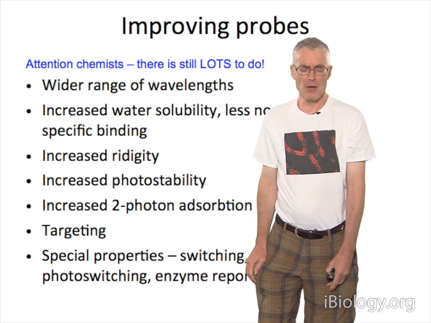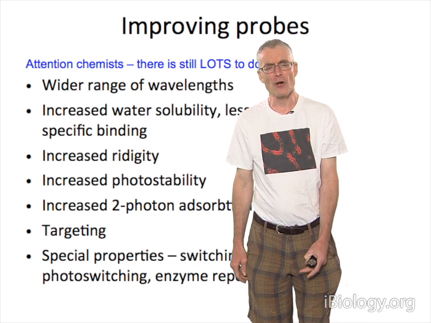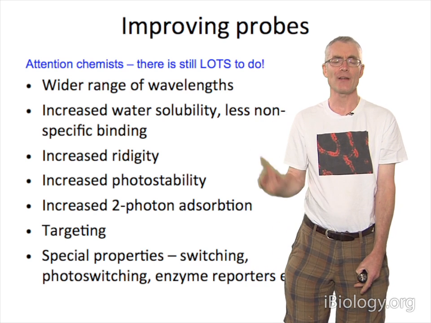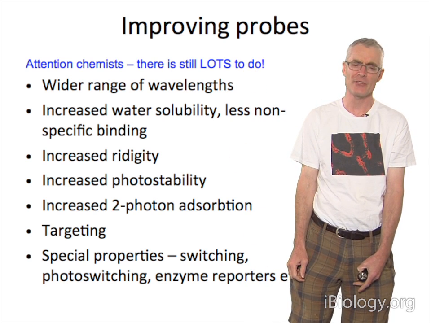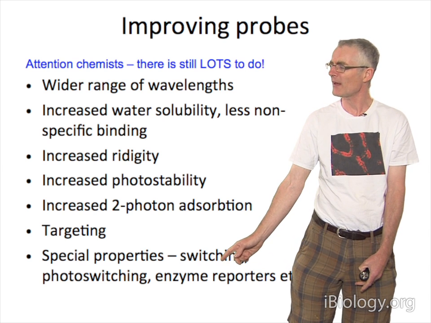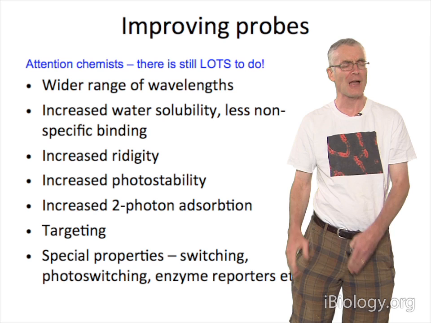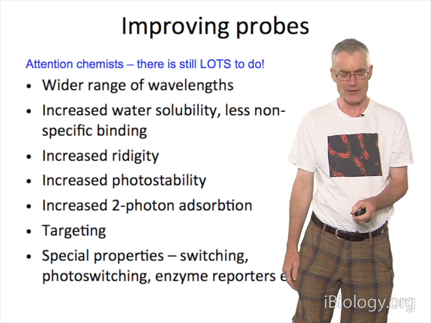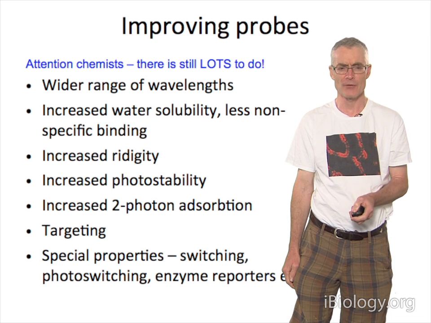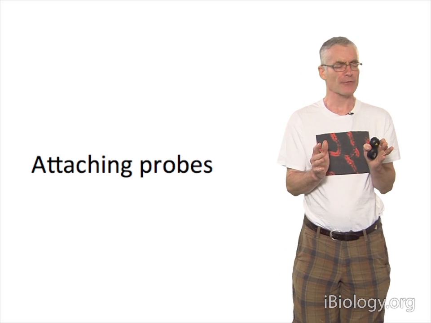So I'll end this part of the chemistry section by saying there's been a lot of development on probes, but I think there's still a lot to do. And this is attention chemists here, because I think there's still a great deal to be done by chemists in this space. Perhaps particularly I'll point out probes with special properties: probes that will switch on and off with different light, or switch on when enzymes attack them, and that kind of thing. So I think a really cool area for people with an interest in synthetic chemistry to think about. Okay, so that's the probe itself and its fluorescent properties.